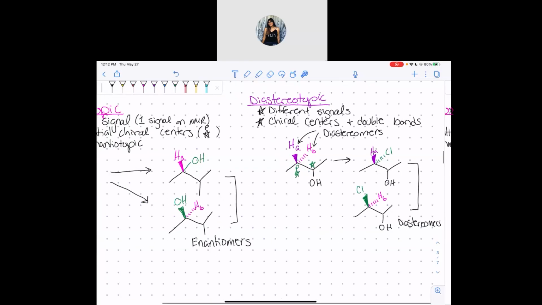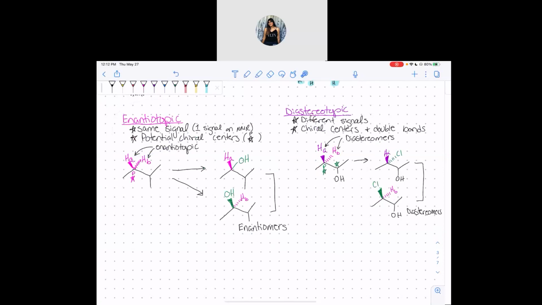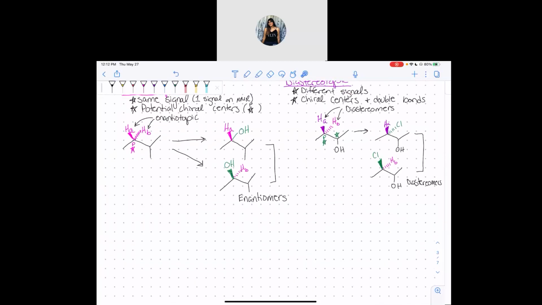Yes, the difference is basically in enantiotopic, you cannot have a chiral center present. You just have a potential chiral center. If you have a chiral center present, then it's diastereotopic. Does that answer your question? Yes, okay, sweet. So these two hydrogens will give you two completely different signals.